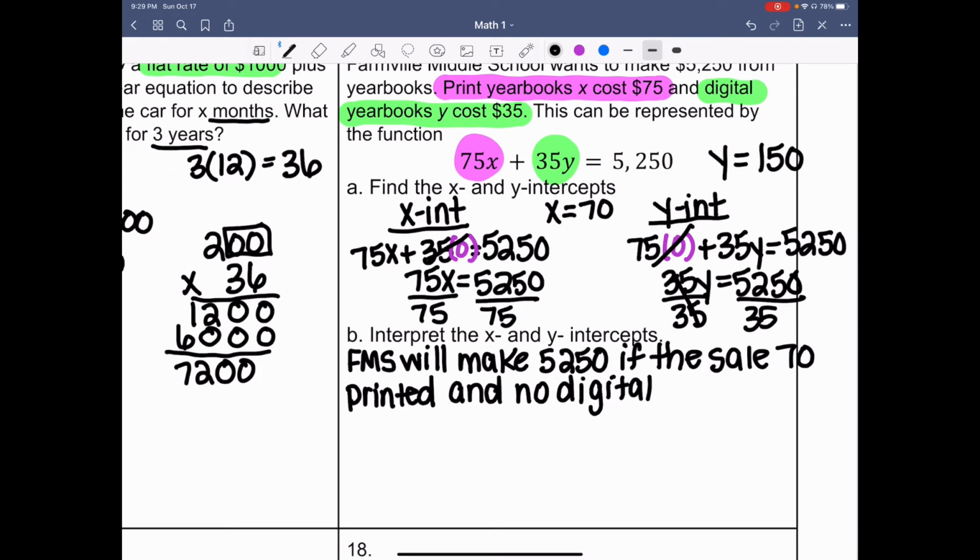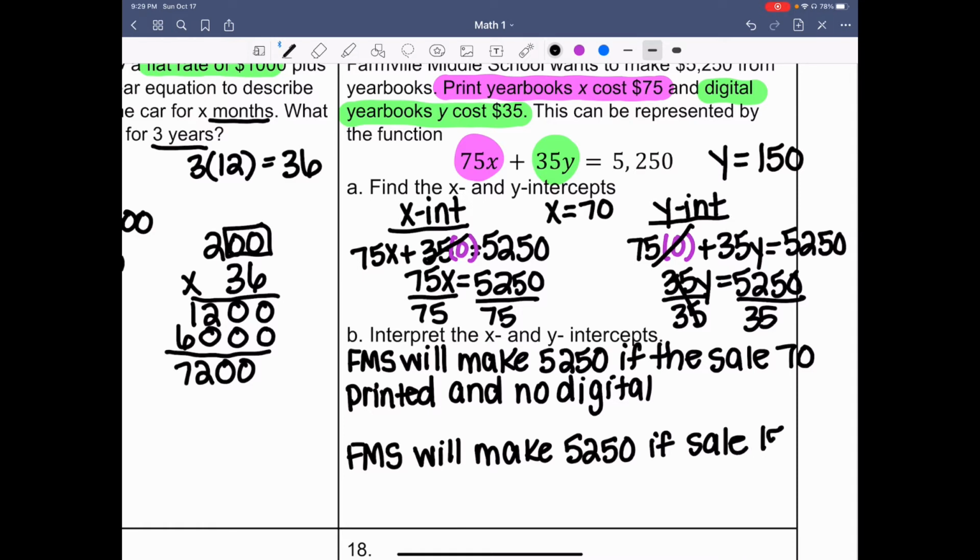And the opposite is going to be for the digital. So again, Farmville Middle School will make $5,250, and they will do that if they sell 150 digital yearbooks and they do not make or sell any printed.